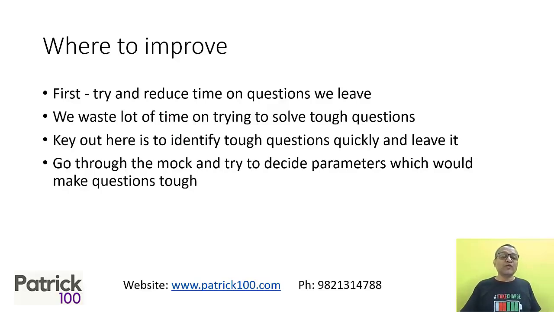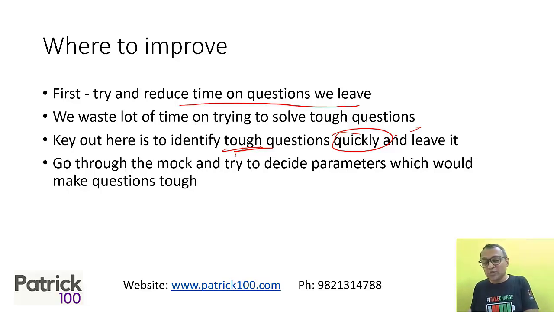Now, the way to improve. First, try to reduce time on the questions we leave. Analyze the questions that you spent time on and left. A lot of students spend a lot of time on tough questions. They're not able to identify which question is easy and which is tough, and they end up spending time on tough questions. The key is to identify quickly which questions are tough and which are easy, and leave the tough ones. That will help you save time. You can't make it zero, obviously, because you have to go to each question and identify whether it's tough or easy. That takes some time, but you need to reduce it, which means you should be able to identify quickly whether a question is easy or tough.